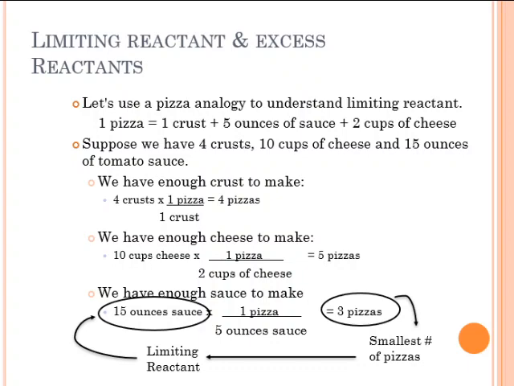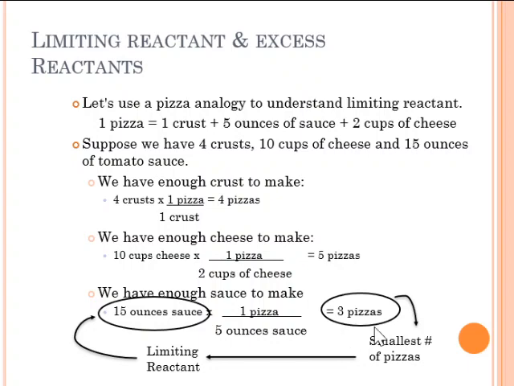So we have to look at each of these reactants, the crust, the sauce, and the cheese, and see how much each would make. If I have 4 crusts, for 1 crust I get to make 1 pizza, so that'll give me 4 pizzas. For 10 cups of cheese, I need 2 cups of cheese for 1 pizza, so that'll make 5 pizzas. And if I start with 15 ounces of sauce, that's my given, and I need 5 ounces of sauce for 1 pizza, that makes 3 pizzas.